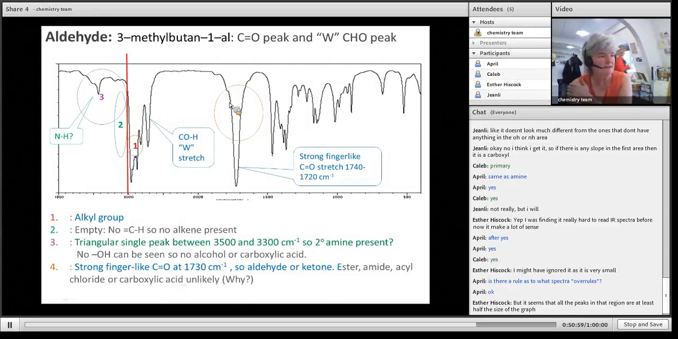And then we definitely have got a strong finger-like peak, and we know it's not an acyl chloride, and we know it's not an amide, because remember the acyl chloride is up here and the amide is over there. So it could be ester, ketone, or aldehyde. It's unlikely to be an ester because we don't really have many strong peaks here. And it's likely to be an aldehyde because of this W. But again, do you notice my terminology? I say it's likely. You can't confirm absolutely. Although that's quite clear, but sometimes you get other things.